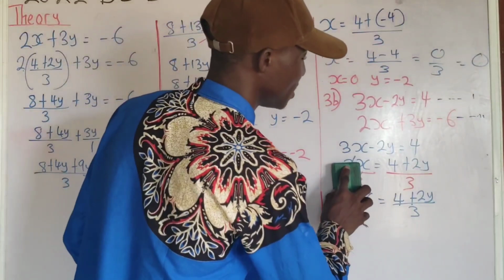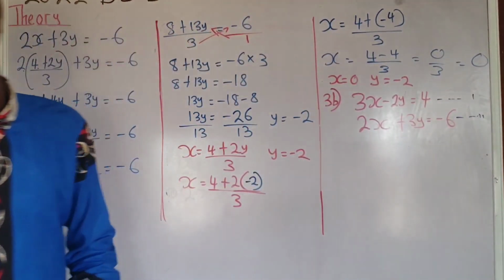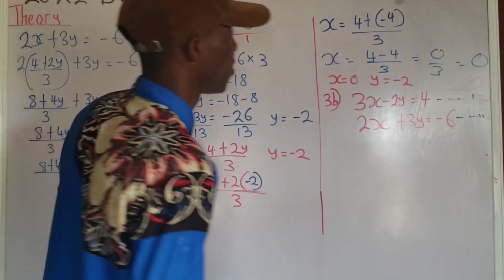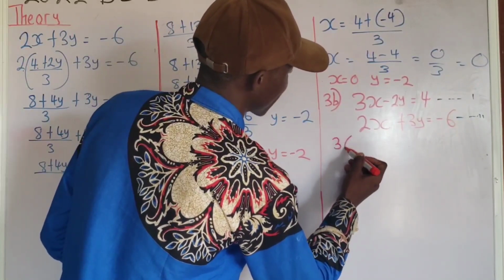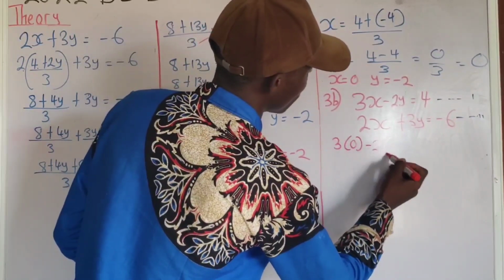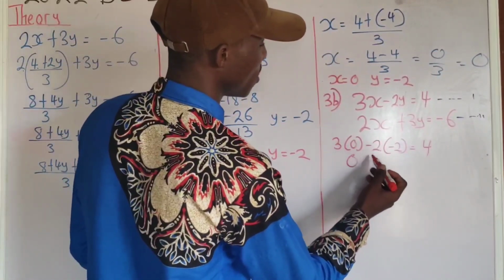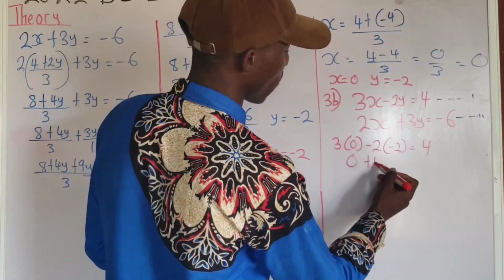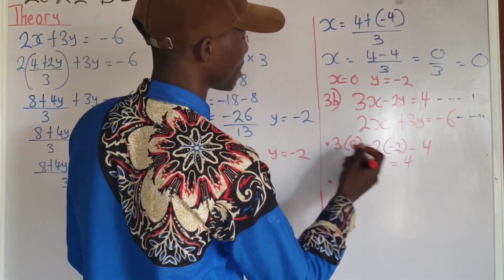Let us check. I'm going to erase this. I'm very sure you've already written this. Now, for the first equation, that is 3 into bracket 0 minus 2 into bracket minus 2. Will this be equal to 4? 3 times 0 is what? 0. Minus 2 times minus 2, that is what? Plus 4. So you can see that it is equivalent to 4. Now, that's the first test. Let's check the second one also.